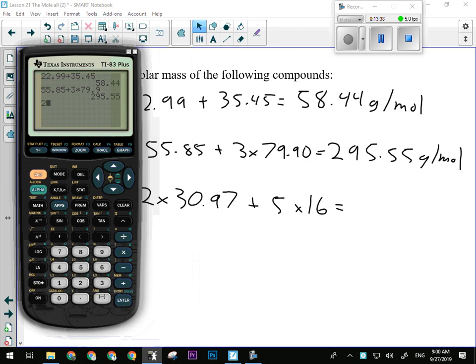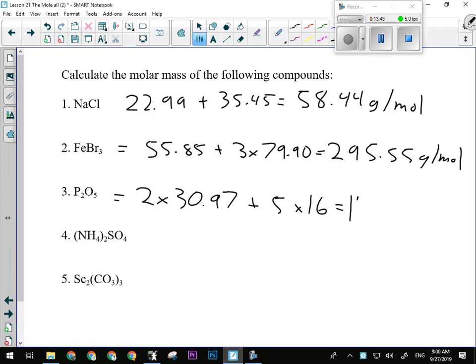Okay, so 2 times 30.97 plus 5 times 16. All right, so we're looking at 141.94 grams per mole.